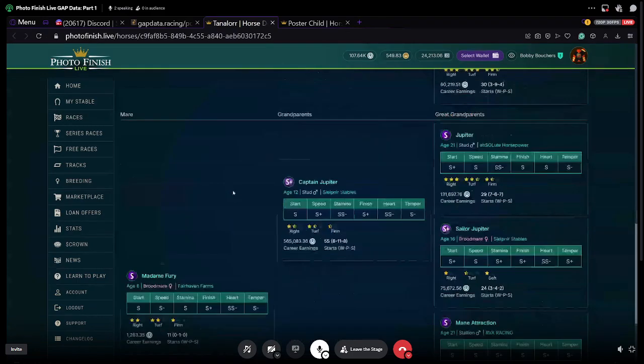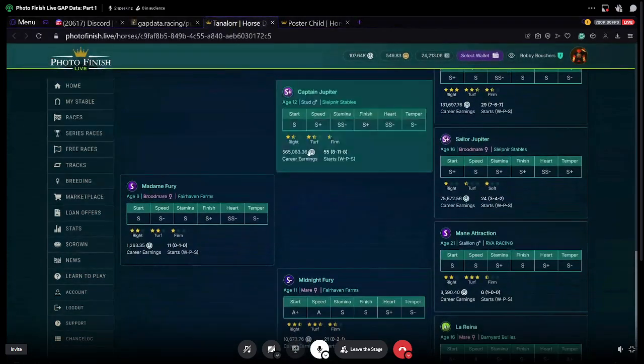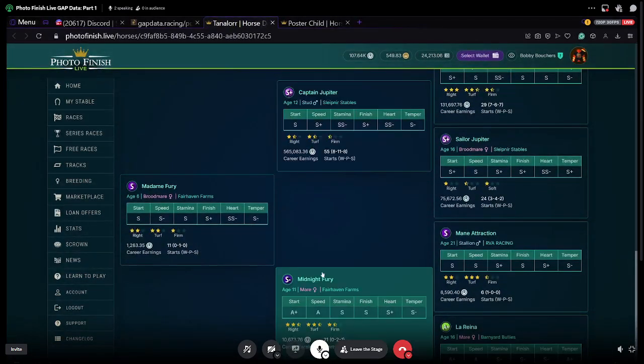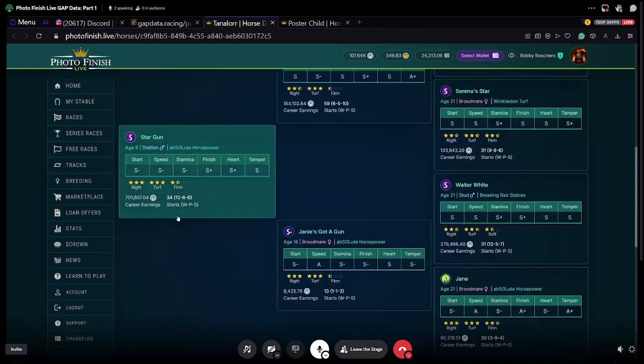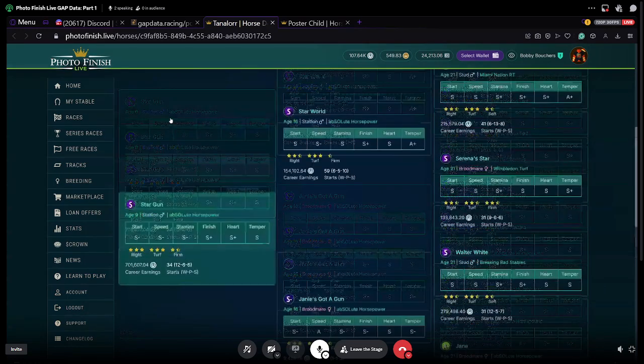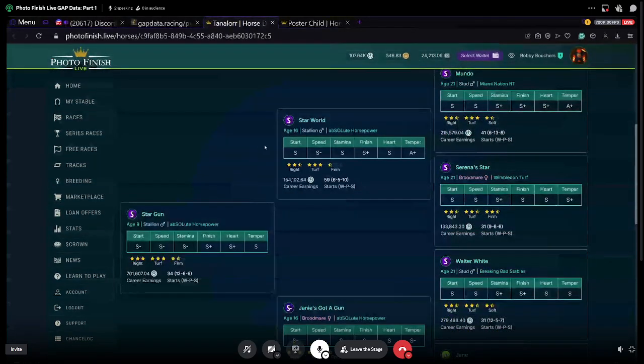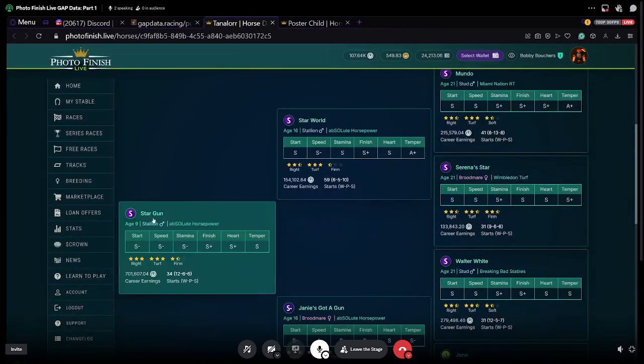So it was an S. The parents were S and S. That's good. S plus and an S minus and an S. Okay, so this is an absolute horsepower, which is the biggest stable in right turf, and he breeds volume. He produces good horses, but I don't know. So Star Gun, I'm not sure. I haven't bred with this one.